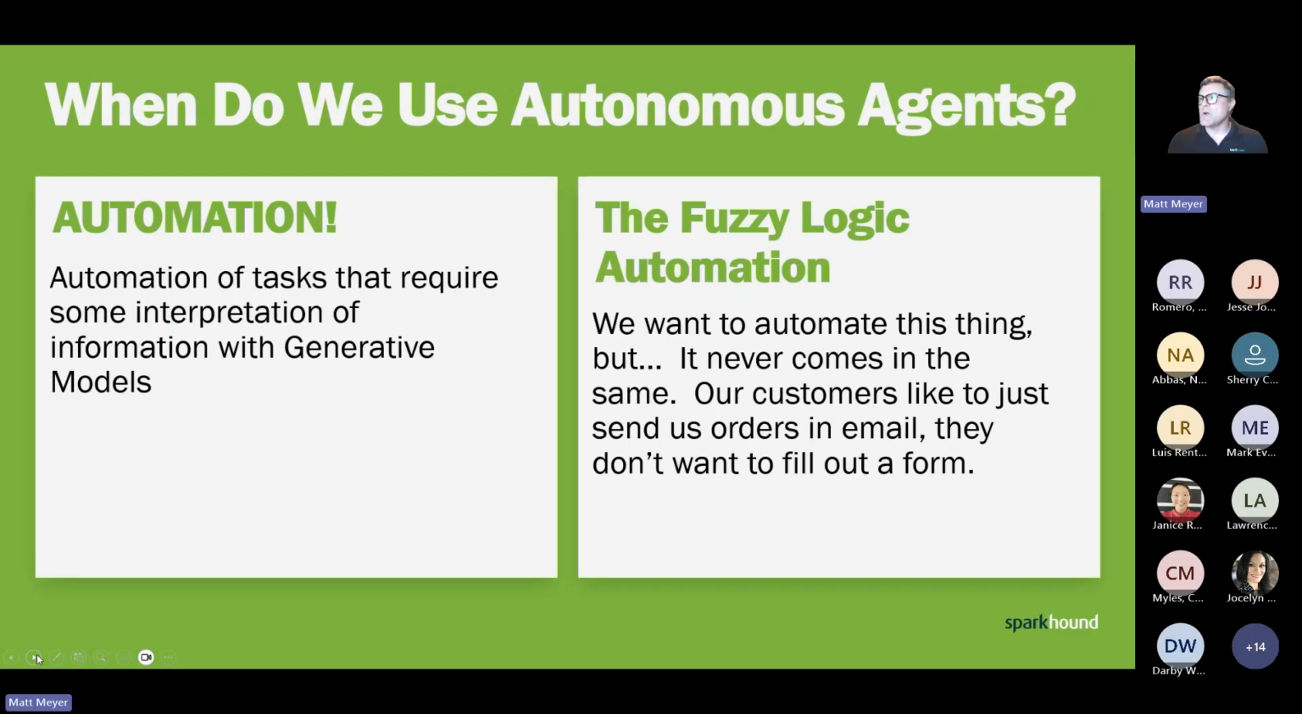So this is really when we're going to use autonomous agents. We have something that kicks it off, we need something to occur, and we don't want any type of human interaction involved.